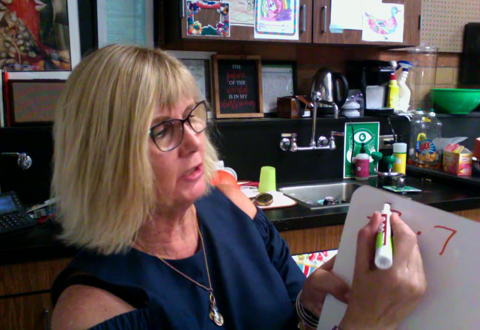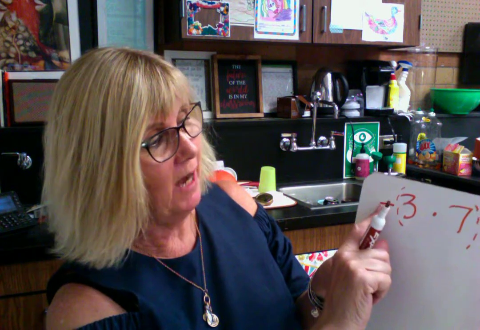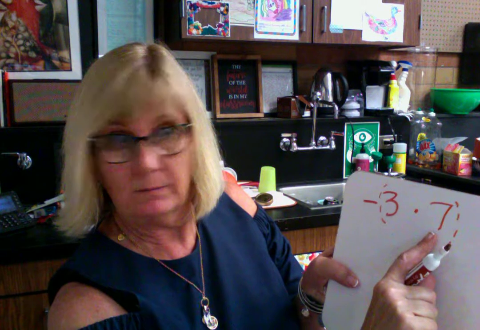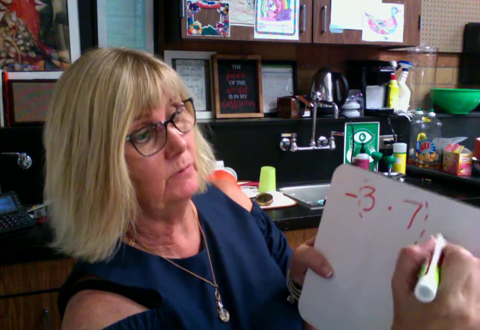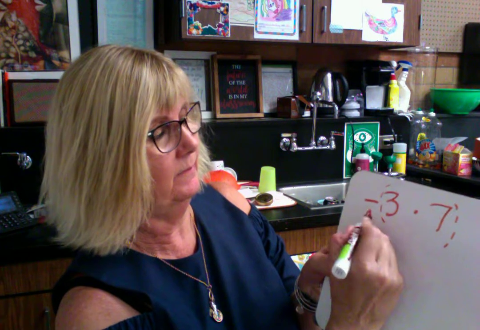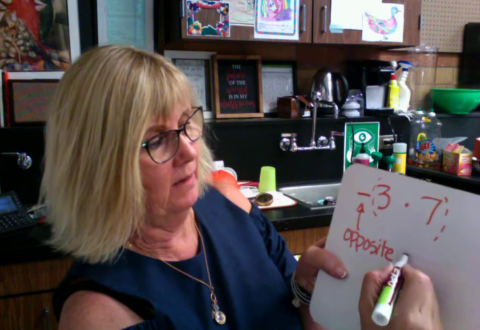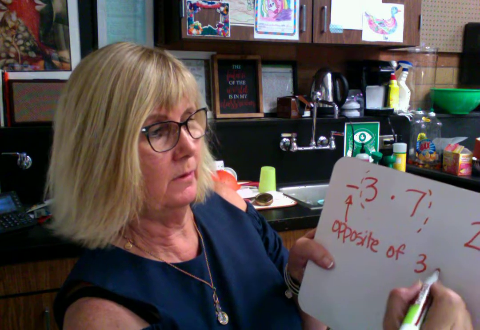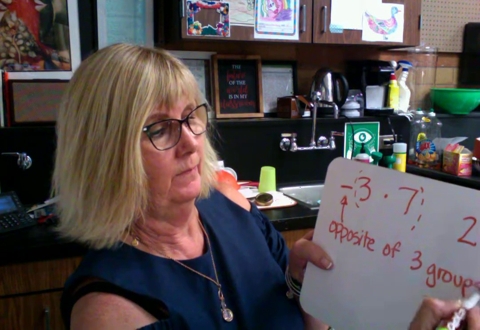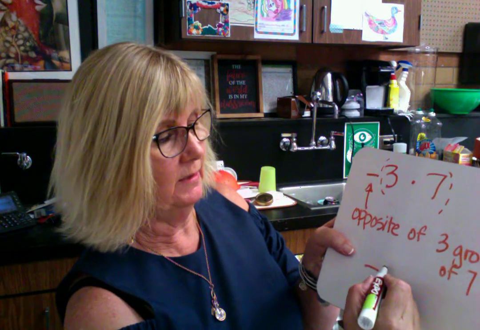So we're going to imagine that these have imaginary parentheses on them. So this actually means the opposite of 3 groups of 7. We already know what 3 groups of 7 is, which is 21. So what's the opposite? If this means the opposite of 3 groups of 7, so it'd be the opposite of 21.